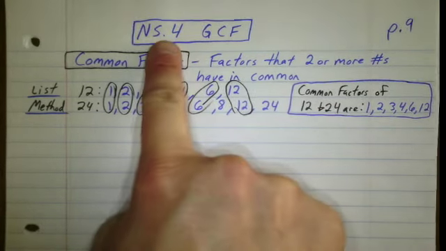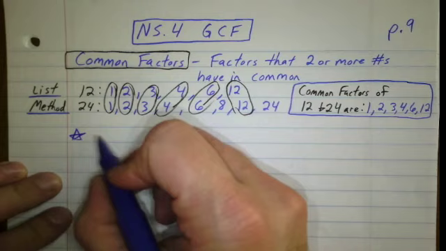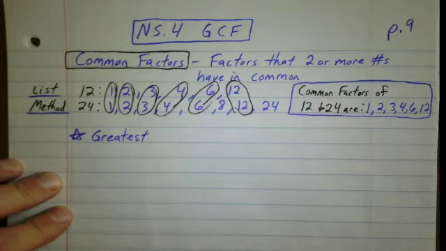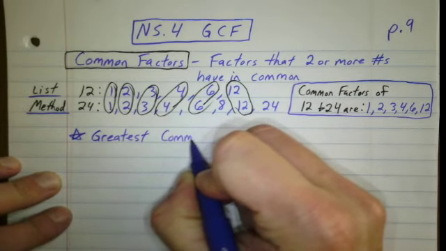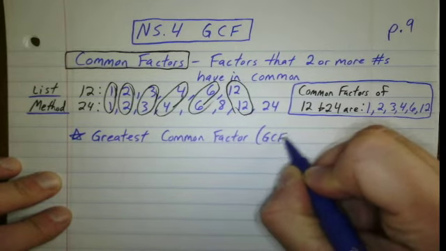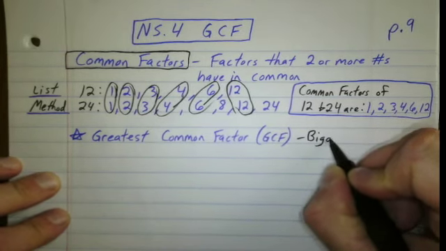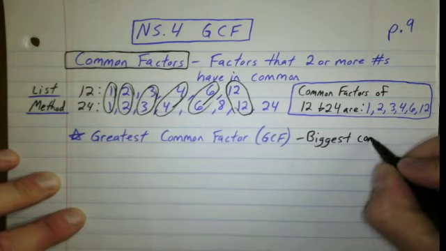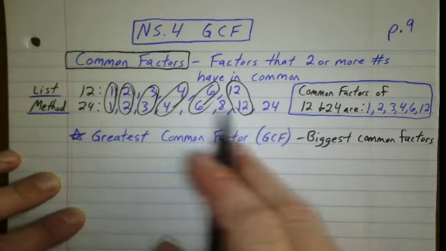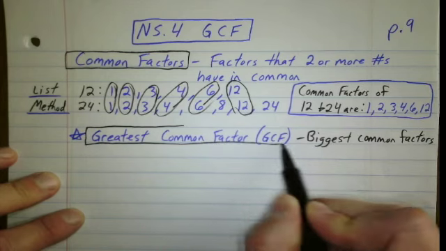The actual standard NS4, they're just going to be asking us about greatest common factors. So that's kind of nice, because greatest is just talking about, of all the common factors, which one's the greatest. So the greatest common factor, which I'm going to abbreviate with GCF, is really just the biggest of all the common factors. As you look up there in that example, we had a bunch of them in common, but the greatest one they had was 12. So that's what this standard is about, greatest common factor.